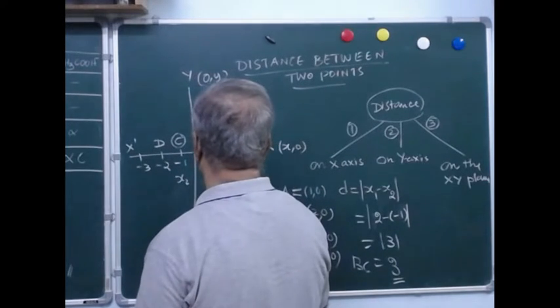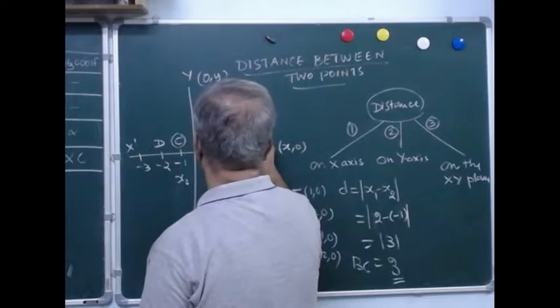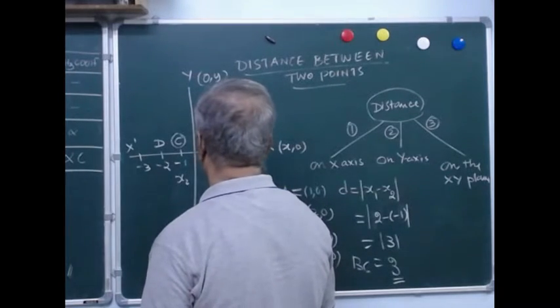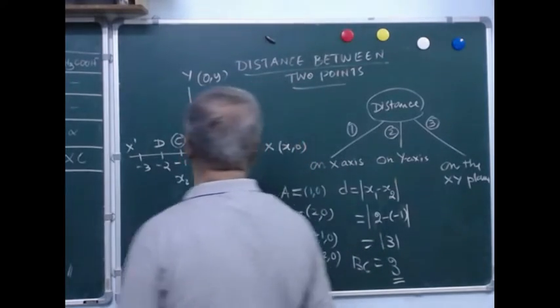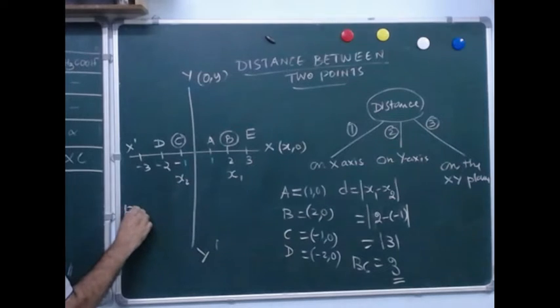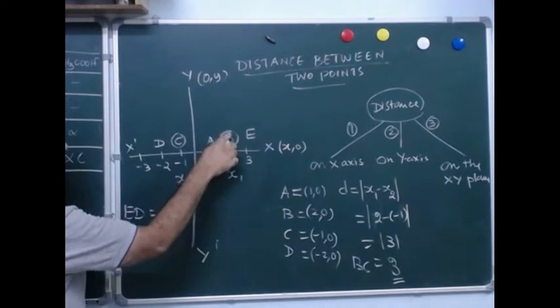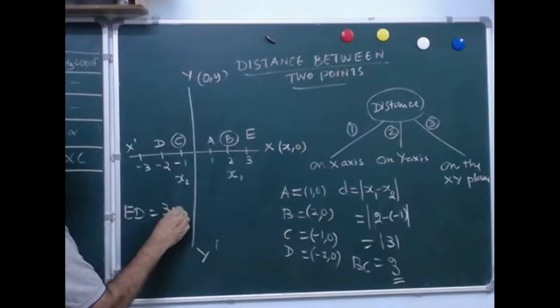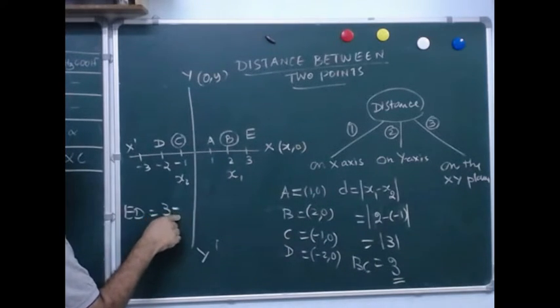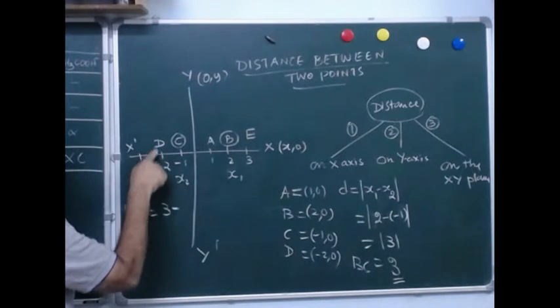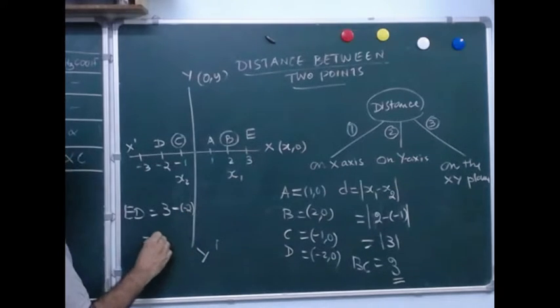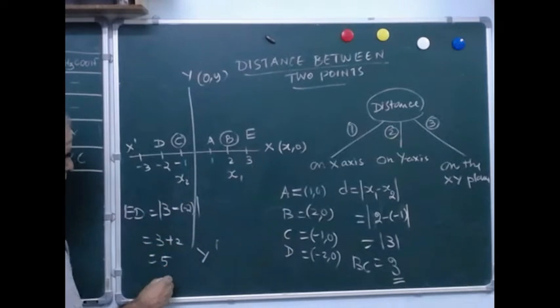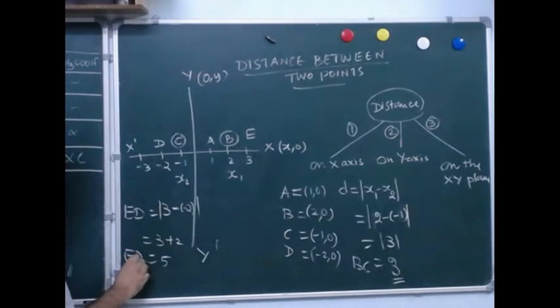Similarly, let me write here E. So what is the distance between E and D? Can you do it? Try ED. E is 3, and D is -2. So it is modulus of 3 minus (-2), which is equal to 3 plus 2, that is 5. It is already in modulus, so you can put 5. So ED is 5. Got it?